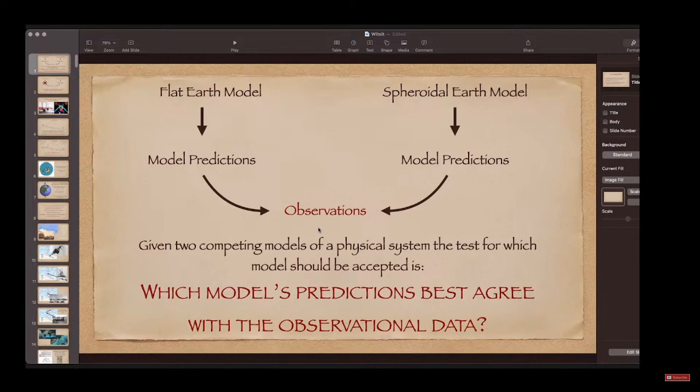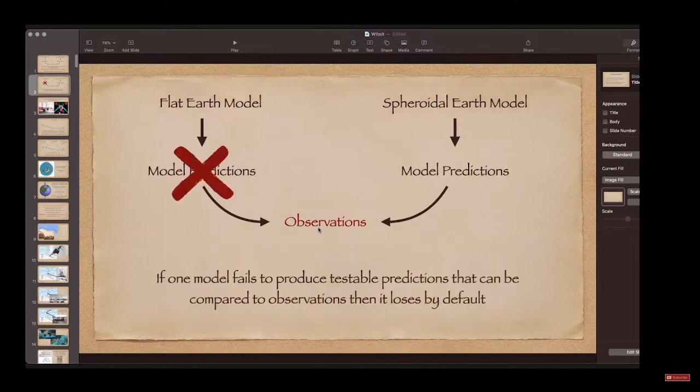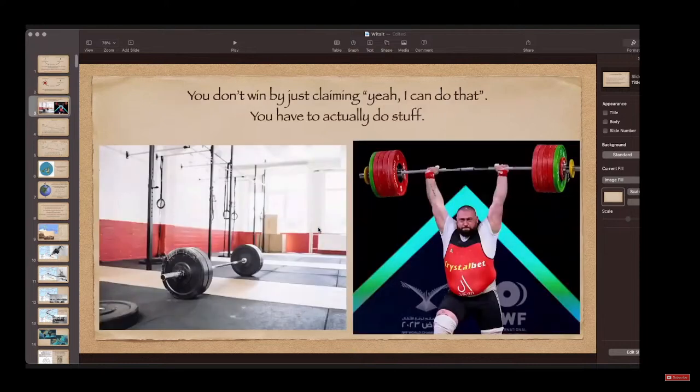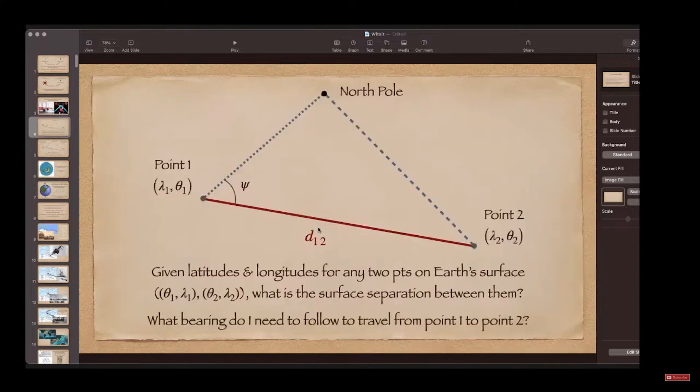So we've got two models, and the key question as to which model works best is to compare those models versus observations. That's the key element of science. If one model fails to give predictions, then it loses by default. You don't get to just win a competition by saying, sure, I can do that. You have to actually do stuff.